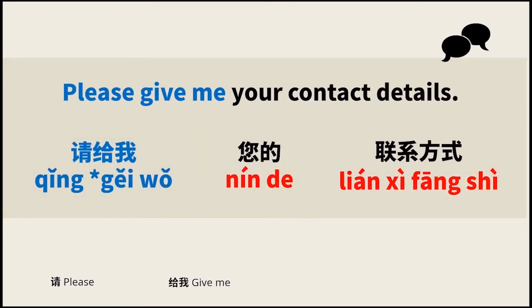Now this would be the simple, straightforward request. Please give me your contact details. 请给我您的联系方式。请, please. 给我, give me. 您的, your in honorific form. 联系方式, contact details. 请给我您的联系方式。Please give me your contact details.